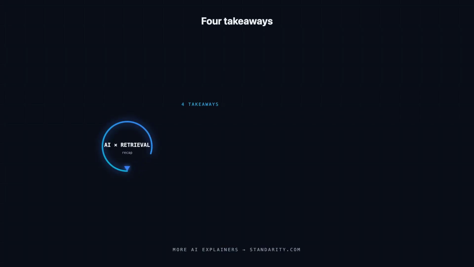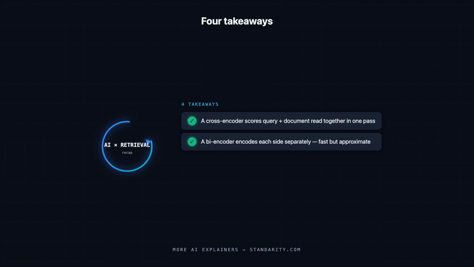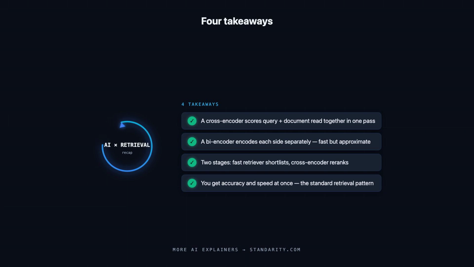All right, let us lock in the essentials. The reranker, a cross-encoder, reads the query and one candidate document together and outputs a single relevance score. The embedding model, a bi-encoder, encodes each side separately and compares vectors, which is fast but only approximate. The standard pattern is two stages. A fast retriever fetches a short list. Then the cross-encoder re-ranks just those. That combination buys you accuracy and speed at once, which is why re-ranking sits in almost every serious retrieval stack.